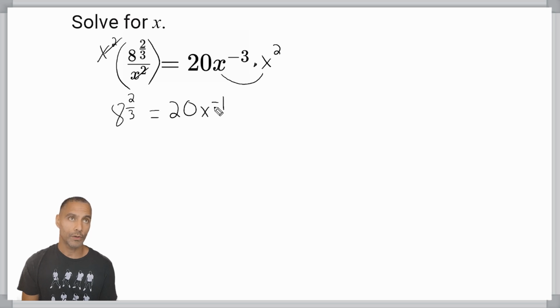You can always turn an exponent positive by writing the reciprocal of that. What I mean by that is if this were x to the first power, the reciprocal of that would be 1 over x. Now, let me give you another example of that.